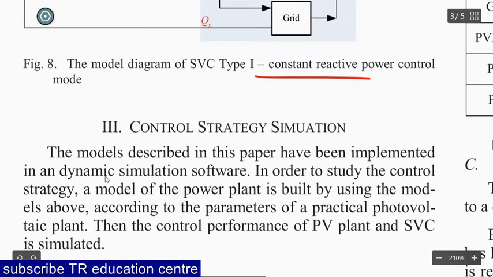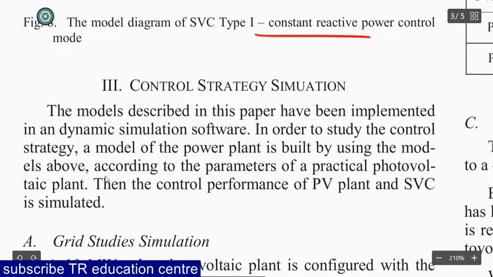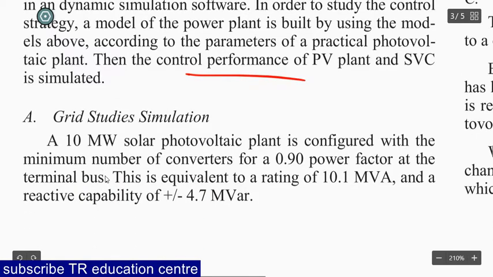Next, control strategy simulation. The model described in this paper has been implemented in dynamic simulation software. In order to study the control strategy, a model of the power plant is built using the models above according to the parameters of a practical photovoltaic plant. The control parameters of the PV plant and SPC are simulated. In the grid standardized simulation, a 10 megawatt solar photovoltaic plant is configured with the minimum number of converters, 0.9 power factor at the terminal bus. It is equivalent to a rating of 10.1 MVA and reactive capacity of 4.7 MVA.